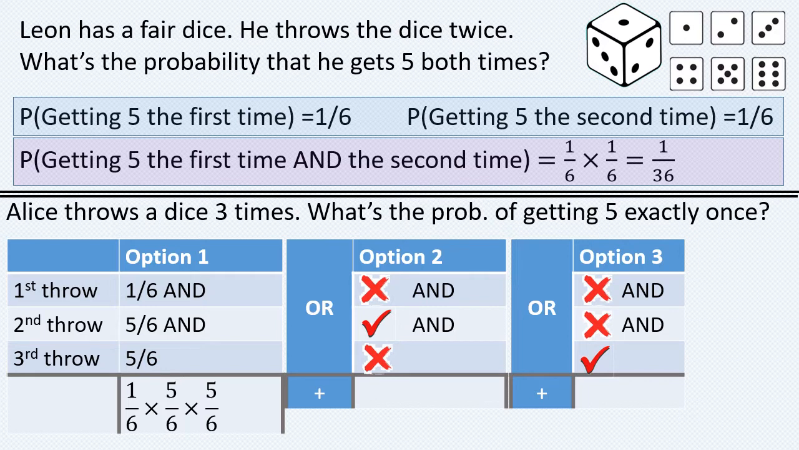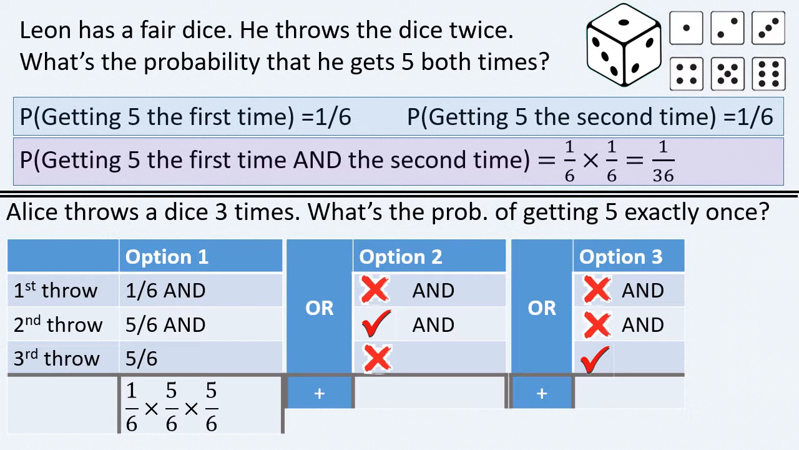Note that we must satisfy all 3 conditions in this first option in order to satisfy the requirement in the question, which is getting 5 only once. Hence, we use the AND rule. We should get a 5 on the first throw and not get a 5 on the second throw and not get a 5 on the third throw. Hence, we multiply these 3 probabilities together. 1 over 6 multiplied by 5 over 6 multiplied by 5 over 6.